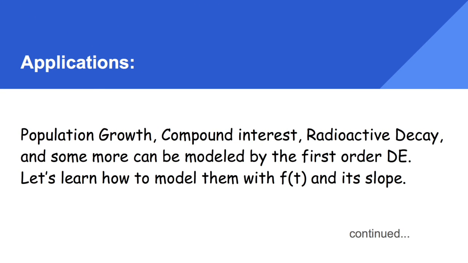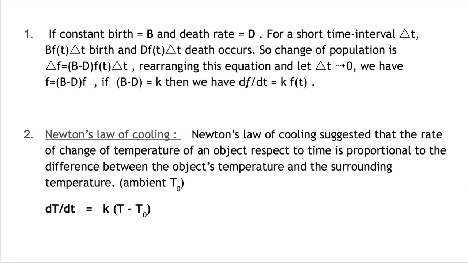Next, let's see some of the applications of first-order differential equations. The first application is population growth rate. Suppose the constant birth rate is b, and the death rate is d. For a short time interval delta t, b f of t delta t births occur, and d f of t delta t deaths occur. So, the change in population is delta f, which is equal to (b minus d) f of t delta t. By rearranging the equation and letting delta t approach 0, we have f prime equal to (b minus d) times f. If b minus d is some constant k, then d over dt of f is k times f of t.